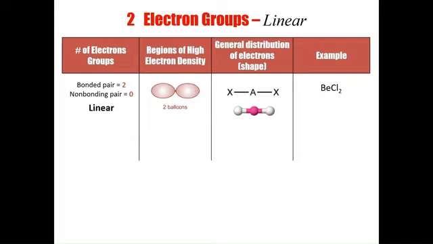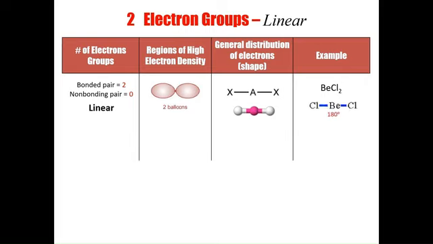An example of a linear compound would be beryllium dichloride. Now I know what you're thinking. You're thinking beryllium and chlorine, that should form an ionic compound. But in fact, if you look at the electronegativity of beryllium, it's 1.5. And the electronegativity of chlorine is 3. So the difference actually provides you with a polar covalent bond, not an ionic bond. And so that's why you would see a compound such as beryllium dichloride in a VSEPR package.